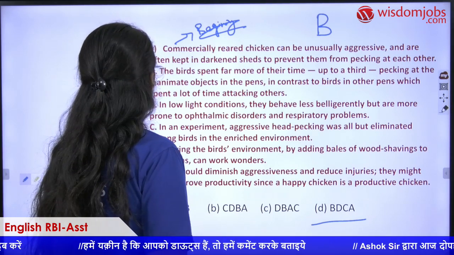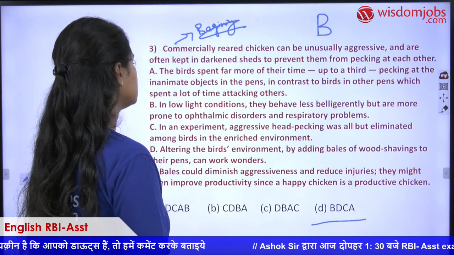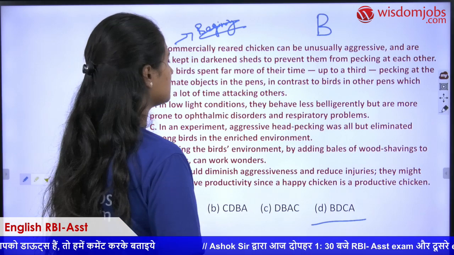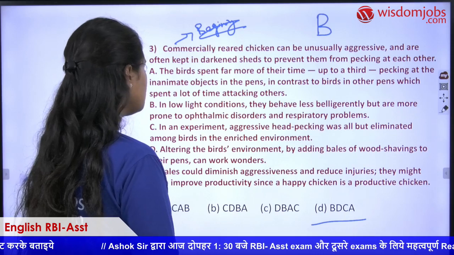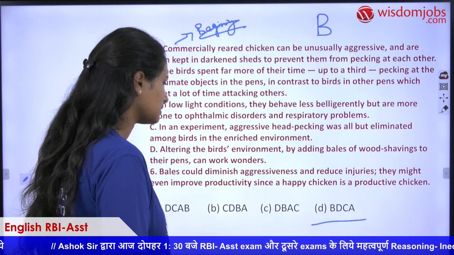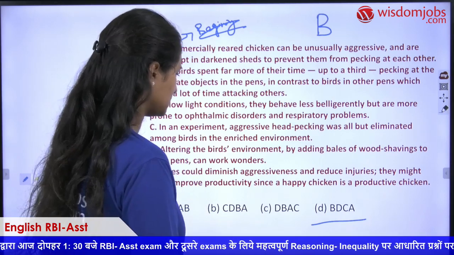Then the birds spent far more of their time, up to a third, pecking at the inanimate objects in the pens, in contrast to birds in other pens which spent a lot of time attacking others. Bales could diminish aggressiveness and reduce injuries. They might even improve productivity, since a happy chicken is a productive chicken.